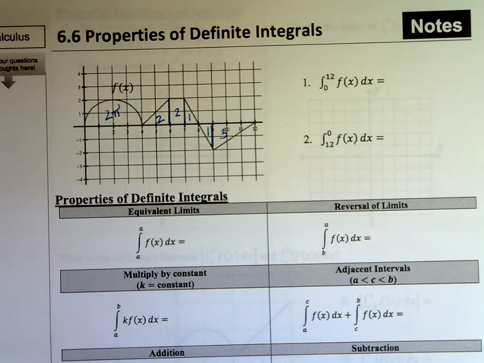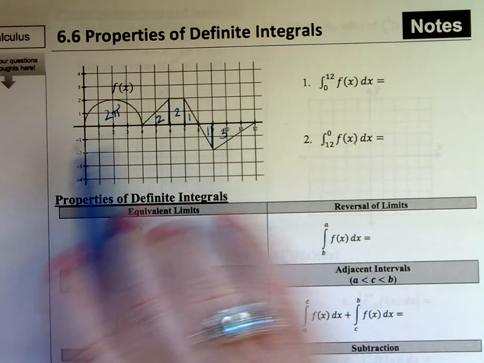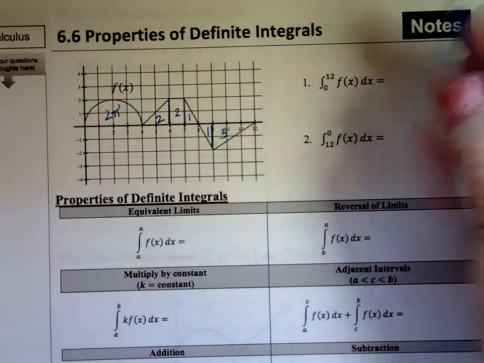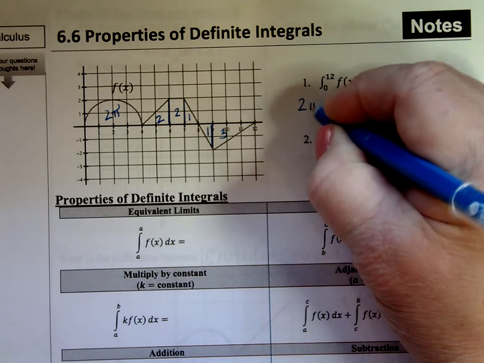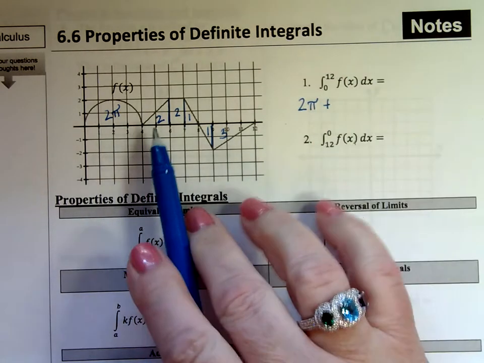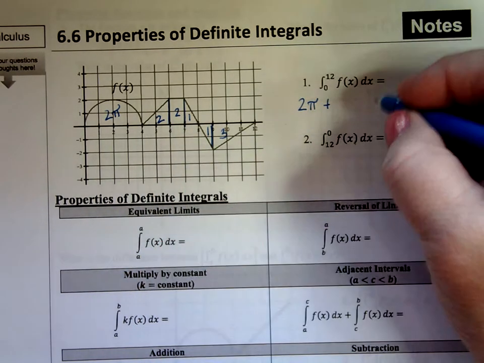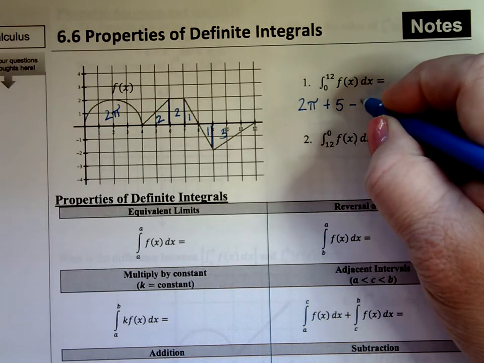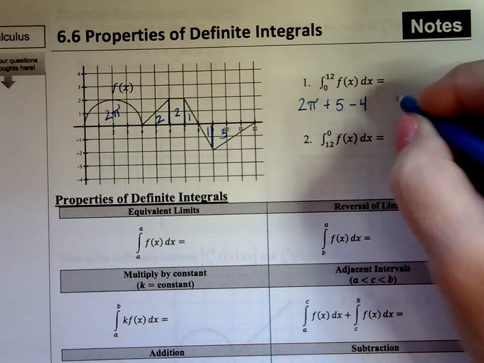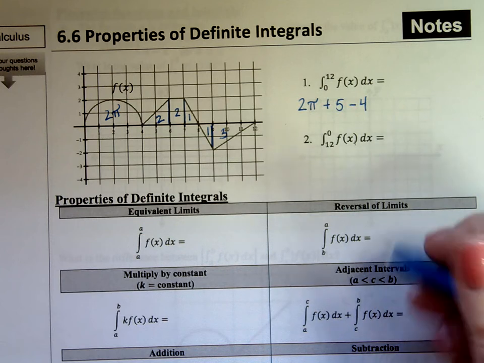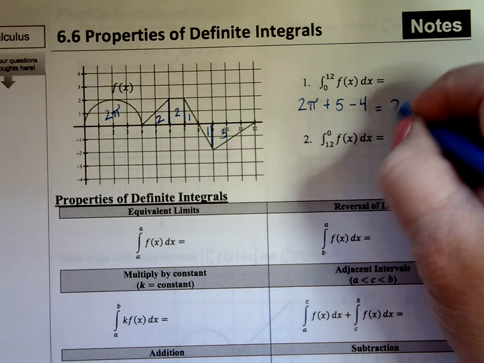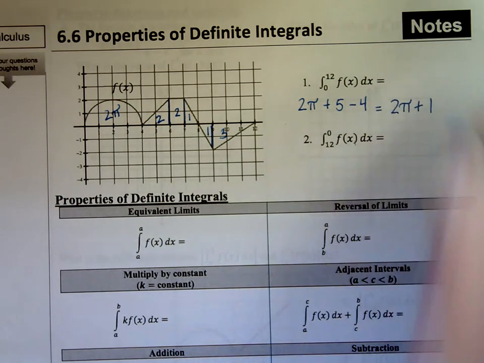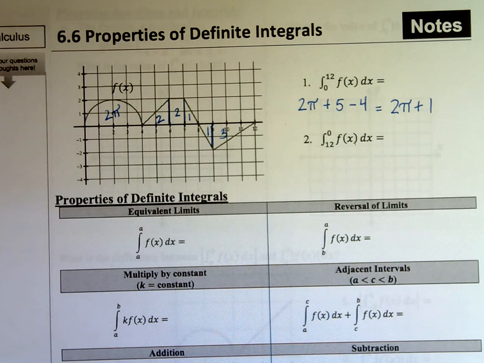And so they're asking us what is the integral from 0 to 12. So I'm going to add them all up. I have 2 pi plus 1, 2, 3, 4, 5, minus 1 times 3, or 1 plus 3, and that's 4. And so if I look at that, it's 2 pi plus 5 minus 4, or 2 pi plus 1. And so that's the first one. That's not anything new to you.